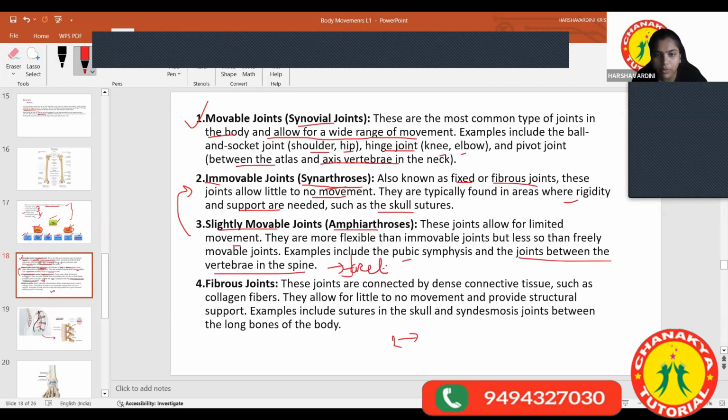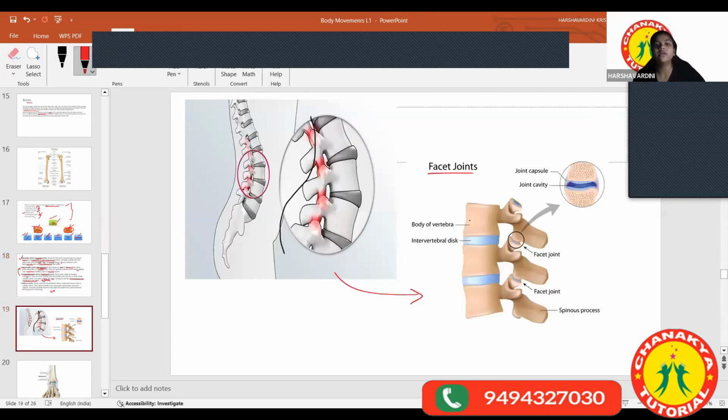If it is easy, you can read it: the joint between vertebrae and spine is called facet joints. So see here, facet joint. Can you see the facet joint? It's somewhere here. This is the cord, and here, this is exactly the facet joint.